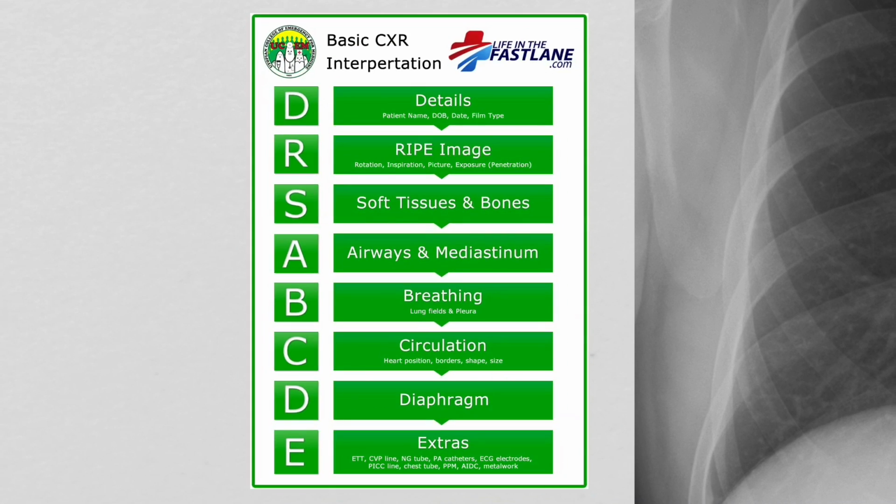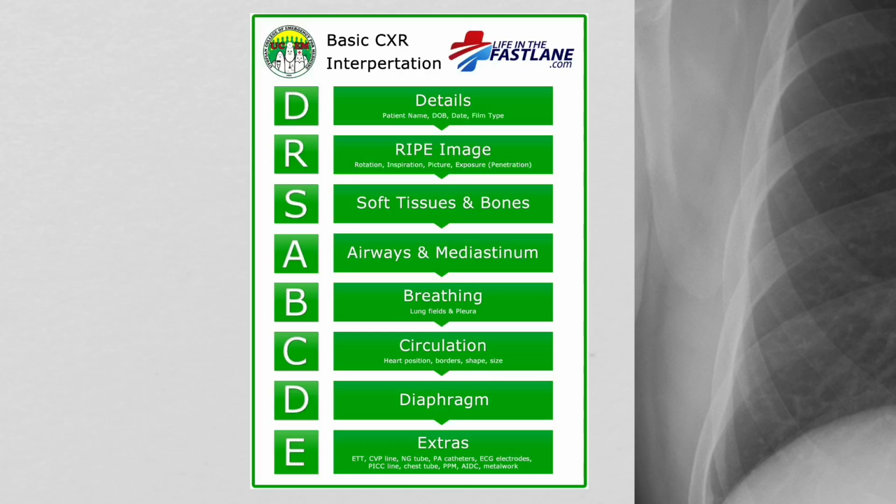I learned when I was in medical school and internship something called A, B, C, D, E, and I'm going to use this one here that comes from Life in the Fast Lane. This is a website with a lot of great educational material. I believe these guys are out of England or Australia. And they added the word doctors to the front, DRS, so doctors, A, B, C, D, E. And so you can see it's details, it's a ripe image, soft tissues and bones, airways and mediastinum, breathing, circulation, diaphragms, and extras. And so we'll go through each one of these in turn.